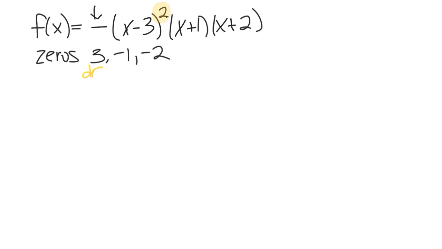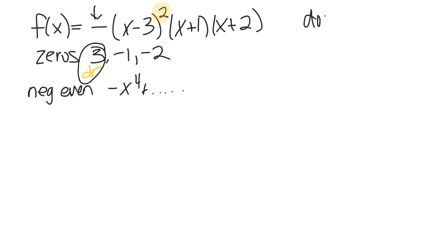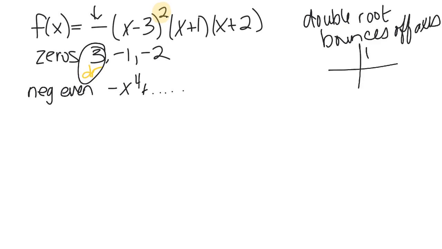So if I multiply this out, this would be a negative even, because you would have negative x to the 4th plus blah, blah, blah. The rest of it doesn't matter. You don't actually have to multiply it out. So I have negative even, I have a double root, and we said a double root bounces off the axis. So it looks like this or that.